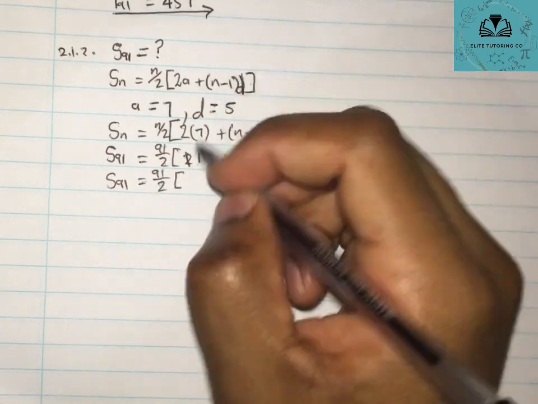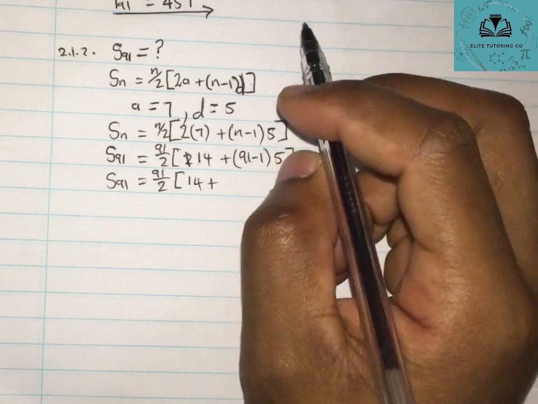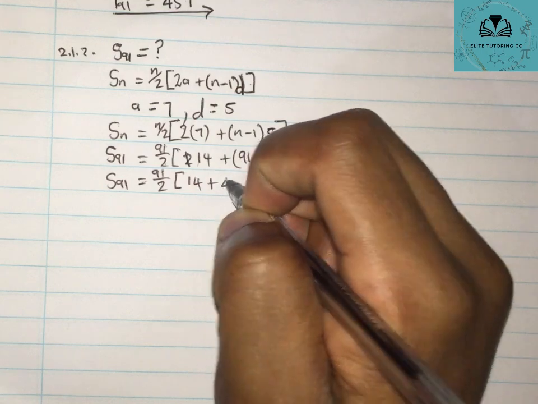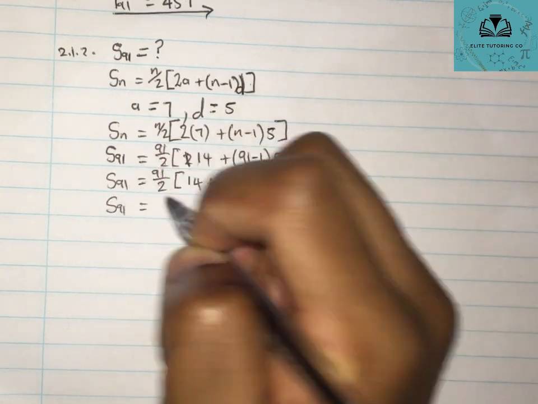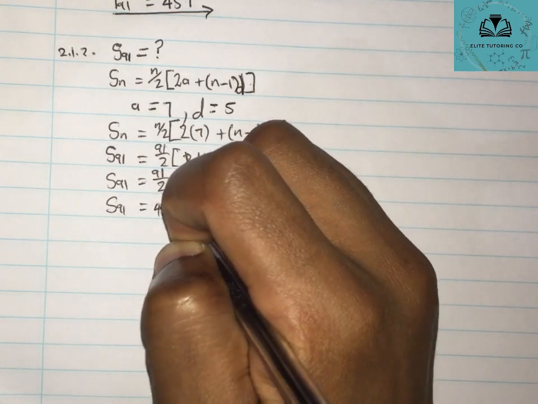Then we'll say this is multiplied by 14 plus 91 minus 1, that is 90, multiplied by 5. We've already done a similar problem above, so let's just say that this is 450. Let's add it right there. Now in the next step, let's look for the solution here. What is 91 divided by 2? We know that 90 divided by 2 is 45, and 1 divided by 2 is 0.5. So this will be 45.5. So 45.5 is your answer there.